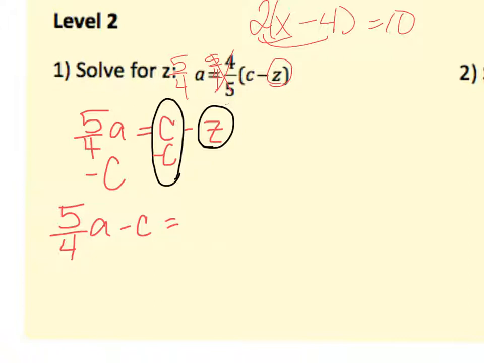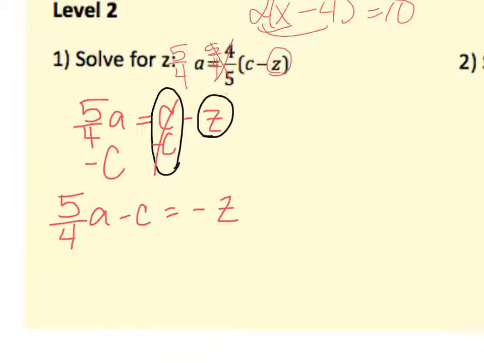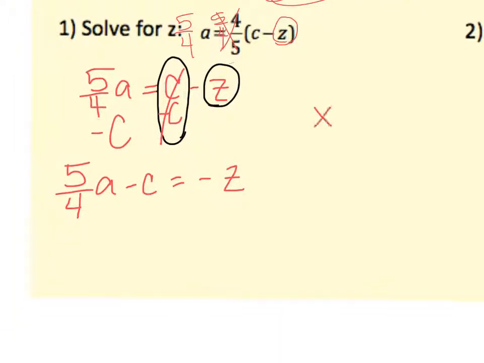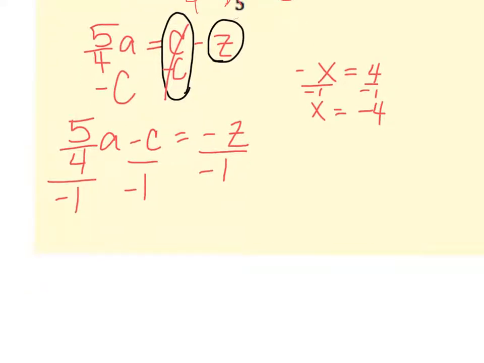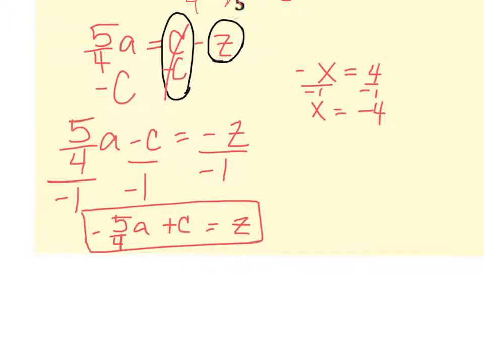Now the c's are 0, so those are gone, and I still have a negative z out in front. If you remember when we were solving for variables, if we've got negative x equals 4, we would just say x equals negative 4. You change the signs of everything, basically just dividing by negative 1. So that's exactly what I'm going to do. Divide by negative 1, divide by negative 1, divide by negative 1. You've got to do everything divided by negative 1. So we get negative 5 over 4a plus c equals a positive z. Now that I've got z by itself, my answer is negative 5 over 4a plus c.